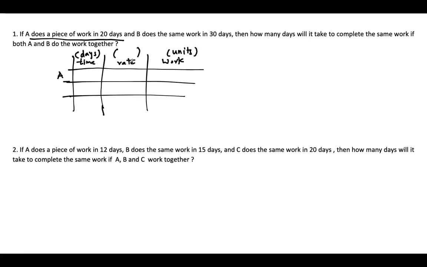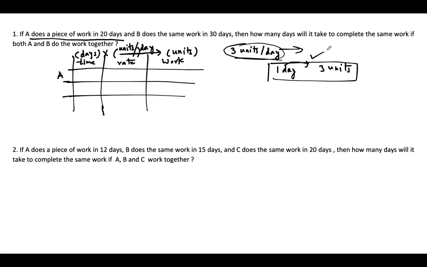So how are we going to write the rate? If it is days into something is units, so rate will be in terms of units per day. This makes it easier for me. For example, if A is doing 3 units per day, what does it mean, Samarth? What does it mean when I say A is doing 3 units? Completing 3 units of work in 1 day. So you interpret this information like this: in 1 day, A is doing 3 units of work. This should come into your mind.